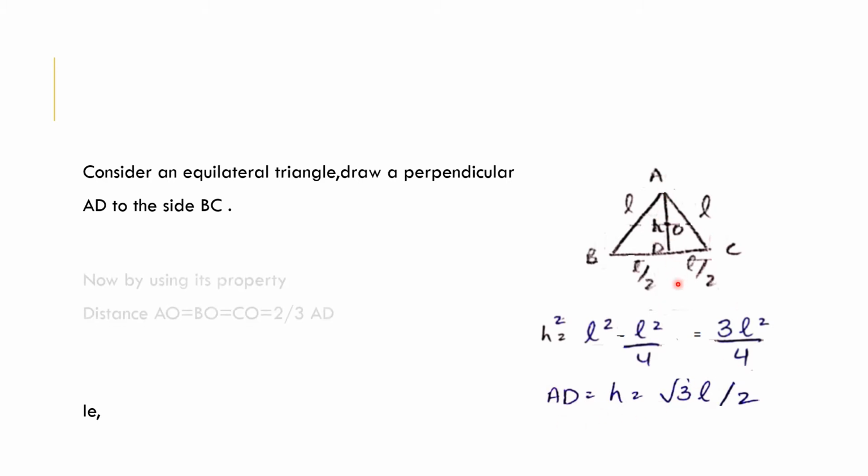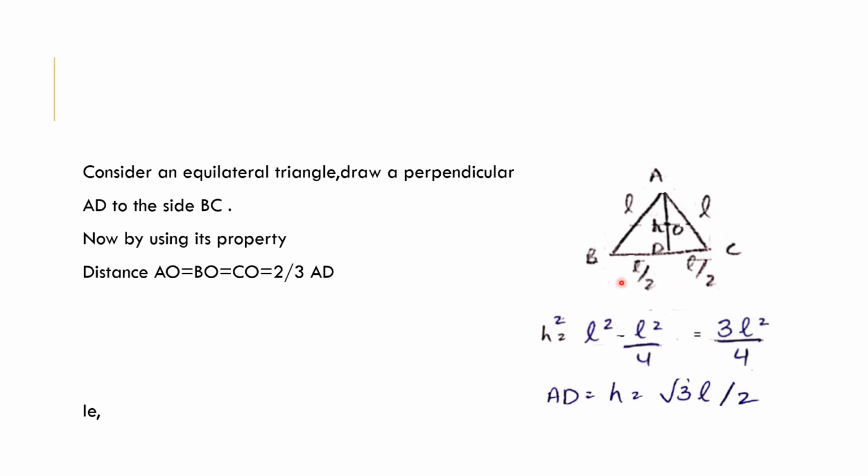Now by the property of an equilateral triangle, you might have studied in your lower class maths, the distance AO and distance BO, that is the distance of vertex to centroid of an equilateral triangle, is given by 2 by 3 of the perpendicular. Okay, 2 by 3 times AD. That is the property.